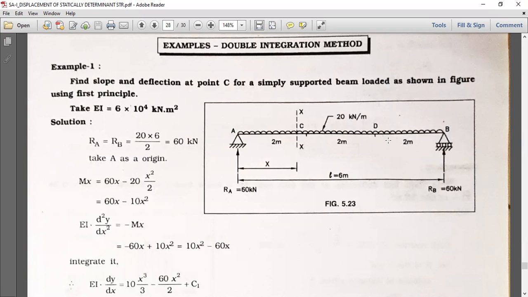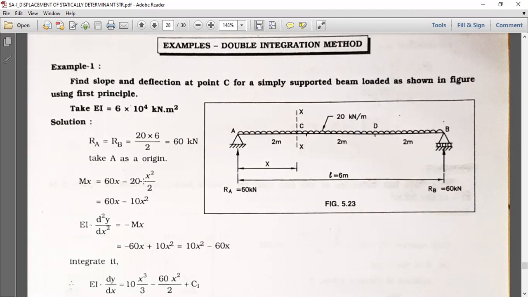A beam A to B, simply supported beam, with UDL of 20 kilonewton per meter. Points A, C, D, B. Total load is equal to 120 kilonewton. RA is equal to RB is equal to 20 into 6 divided by 2, total load divided by 2, is equal to 60 each side.